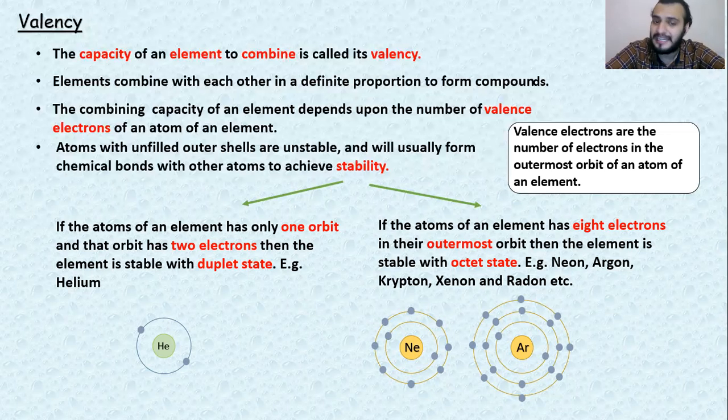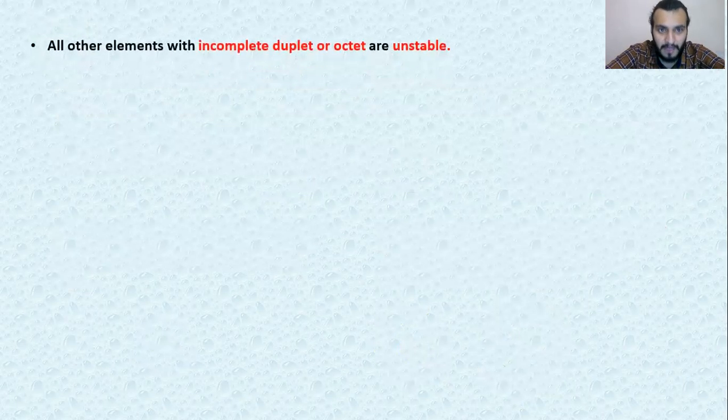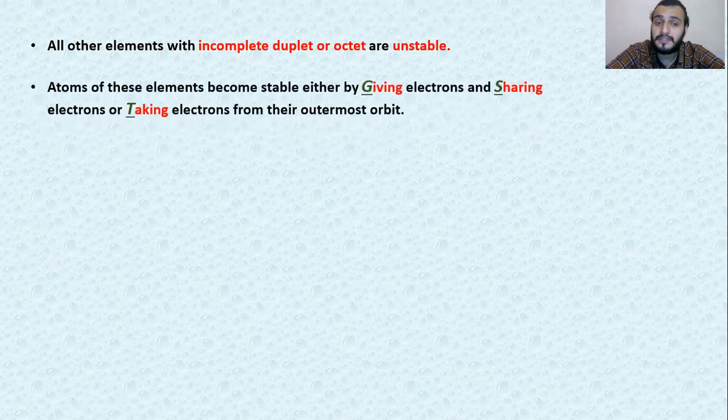Octet state means 8 electrons in the outermost shell, except for the first shell. So if any element has completed its duplet or octet, it is stable. But otherwise, if they have an incomplete duplet or octet, then they are unstable. And to become stable, they have to combine. And how do they combine? Either by giving electrons, or by sharing electrons, or by taking electrons.